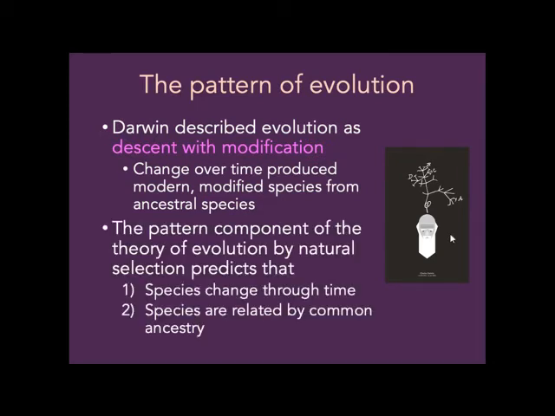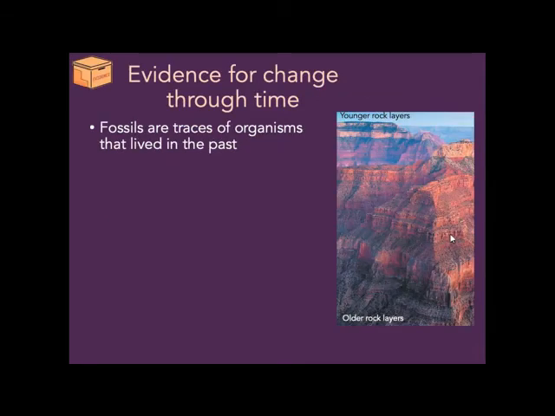And the pattern, remember we talked about pattern and process? So the pattern component of the theory of evolution by natural selection predicts... So, by the way, let's make sure we remember. What's the pattern part? That's the observations that you see. Pattern is observations. So here's the observations you should see: that species change through time. That's the first one. And the second thing you should see is that species are going to be related by common ancestry. Those are the two observed patterns you can see in nature.